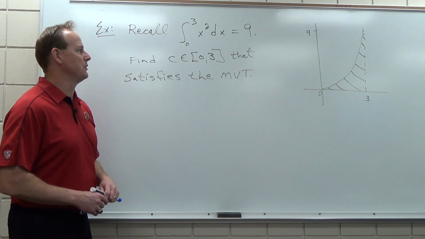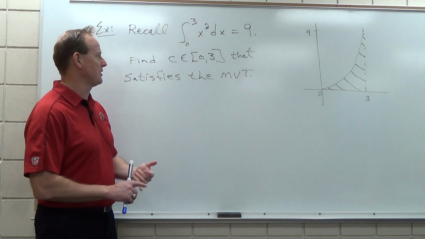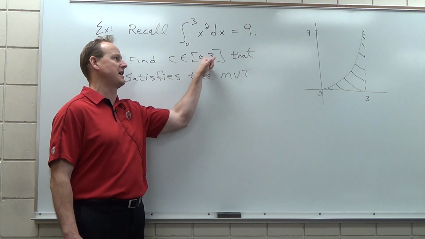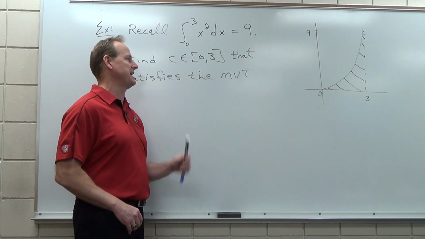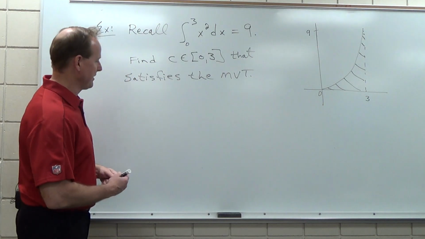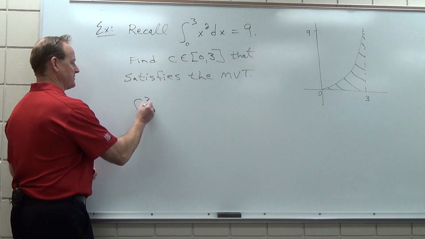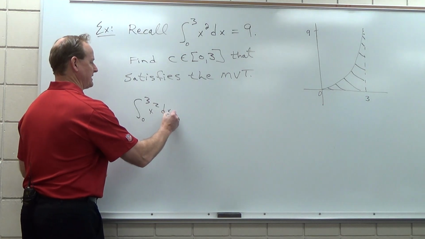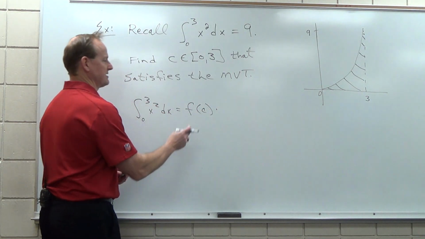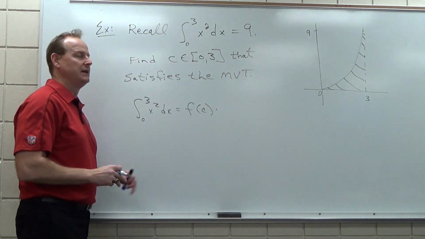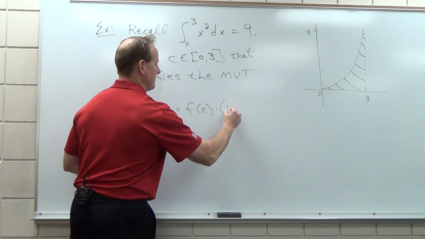So what we want to do is, now that we know that f satisfies the mean value theorem because it's continuous on that closed interval 0 to 3, we want to find the c that's in that interval that satisfies the mean value theorem. So recall the mean value theorem: the definite integral from 0 to 3 of x squared with respect to x is going to equal f of c, where that c is some value between 0 and 3 or on the endpoints, times b minus a.